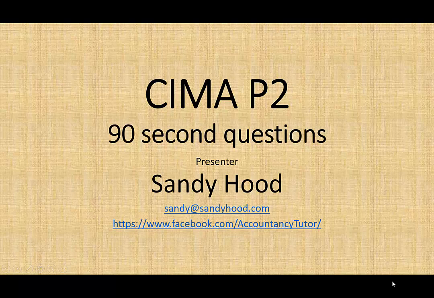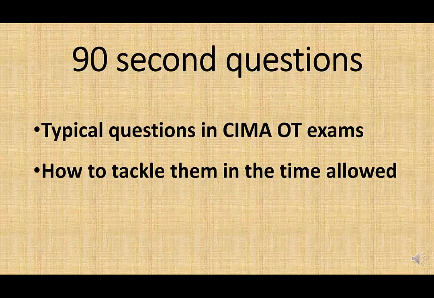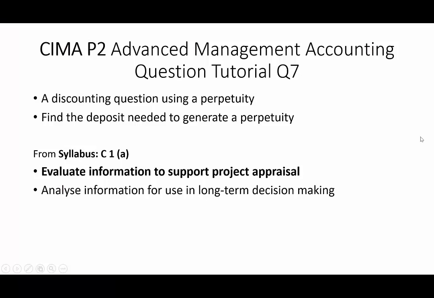Welcome. This is a 90-second video looking at a P2 question, typical of a CIMA OT exam, and seeing how to tackle it. This particular question is tutorial question number 7, and it's to do with discounting and using a perpetuity. We need to find the deposit needed to generate a perpetuity. This comes from syllabus area C1A, evaluate information to support project appraisal.